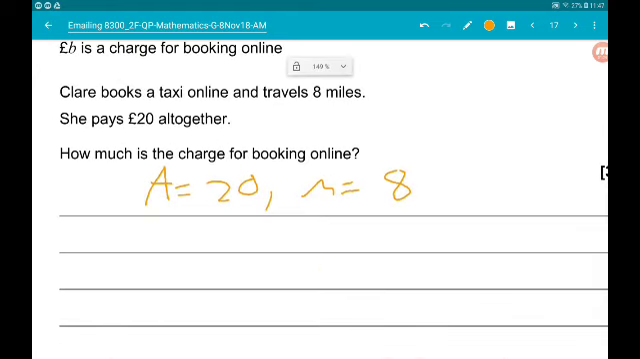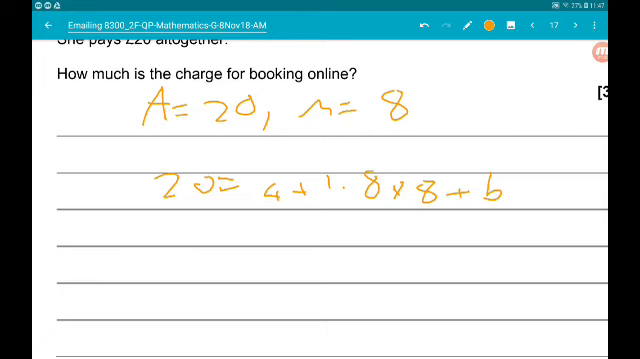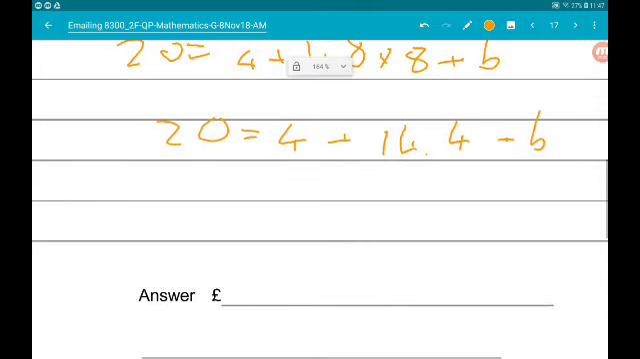So we substitute what we know into the formula. So 20 is 4 add 1.8 times 8 add B. So we've got 20 is equal to 4 add. Now 8 times 1.8 is 14.4, add B. So we start thinking of things in terms of money.